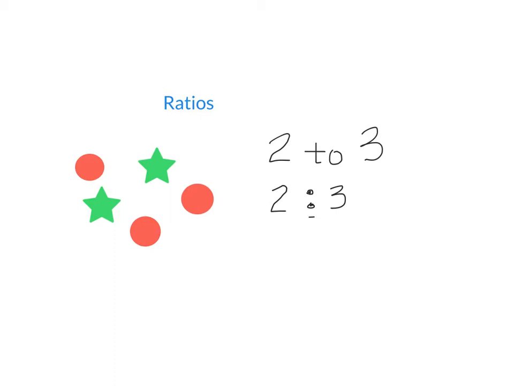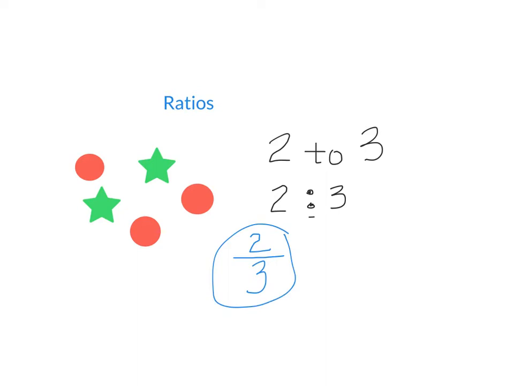Or the third way, which is how we're going to focus on it today, is writing it in a fraction form. If I'm writing it as a fraction, I need to use the first number on top in the numerator. So that means I would still write 2 first, but this time this symbol represents the word to. So 2, the number, to 3 circles. And this is how I'm going to focus on it today.